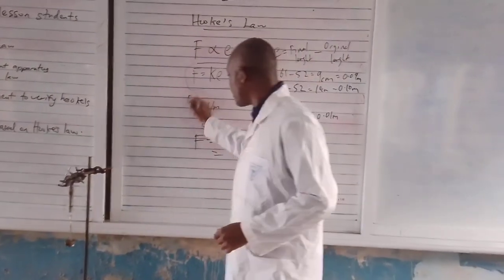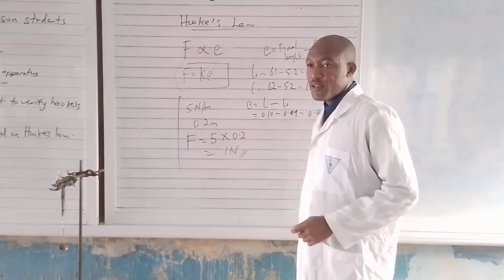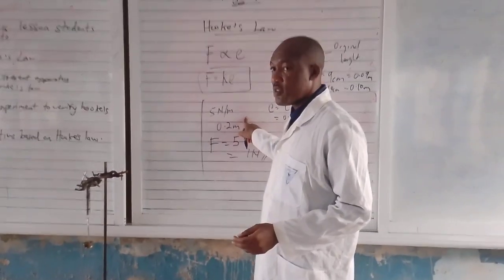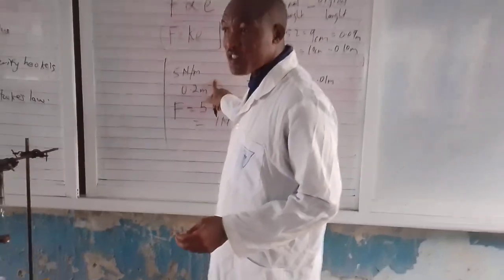66.6? 66 point what? 66.6. Okay, let's see if she's correct. Who agrees with her? 66.67. What are we looking for? We're looking for the what? For the K, for the constant, right?